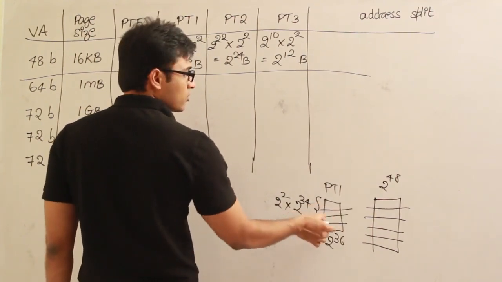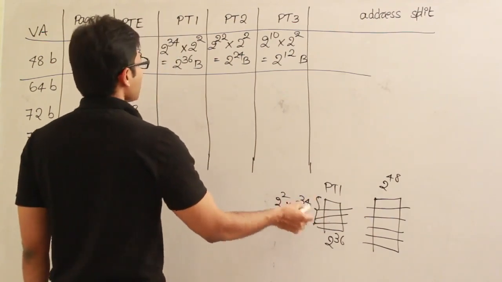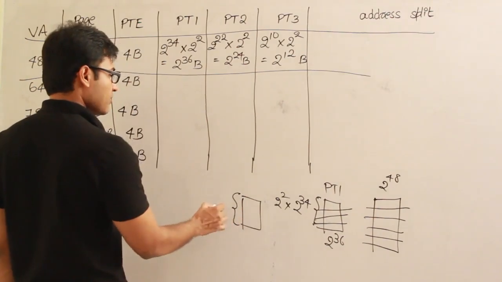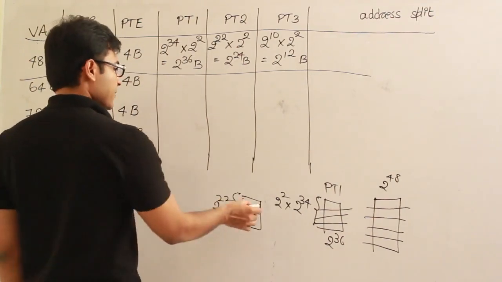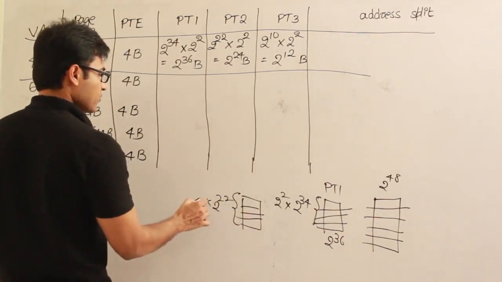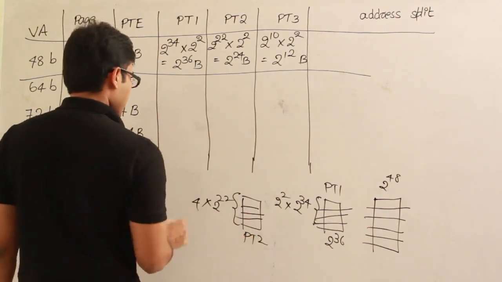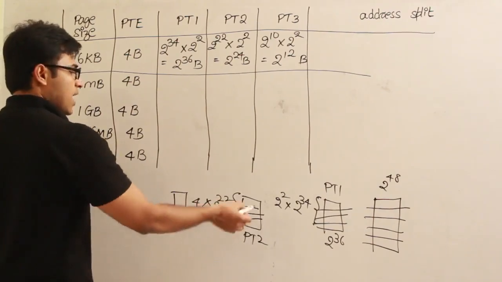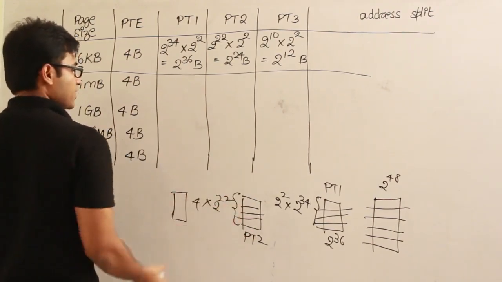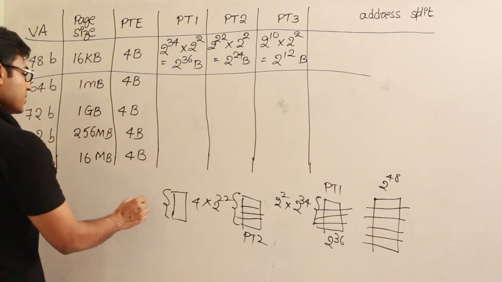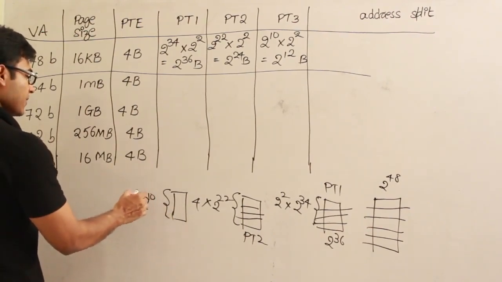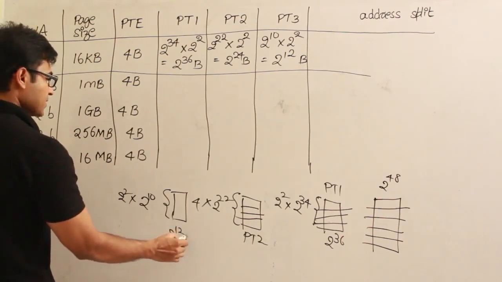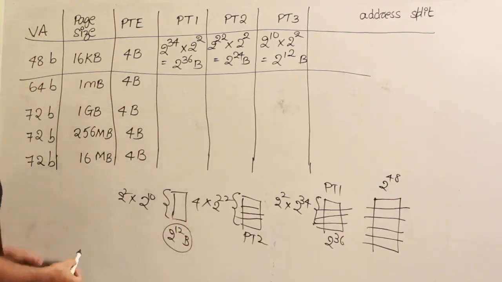And again I divided into pages, and the number of pages I got here is 2 power 22. Therefore since I have 2 power 22 pages here, in the next level the number of entries will be 2 power 22 entries, and each entry is going to be 4 bytes. Therefore this is the size of page table 2, right? And then the next level is page table 3. Since this one doesn't fit in one page, I am going to divide it into pages, and the number of pages I got is 2 power 10. Therefore in the next level the number of entries I have is 2 power 10, and the size of each entry is 2 power 2. Therefore the total size of this is 2 power 12 bytes, and this is going to fit in 16 KB.